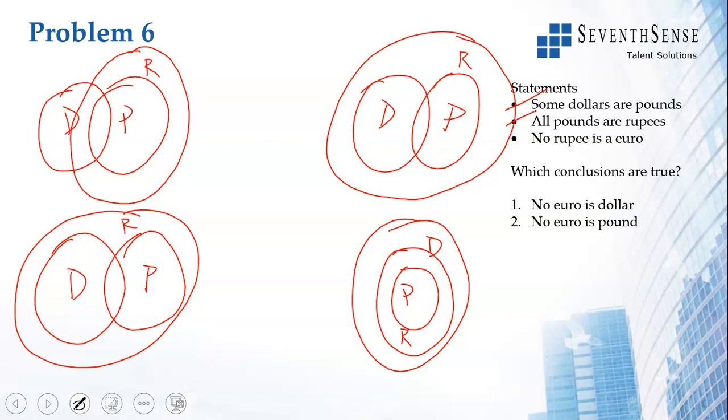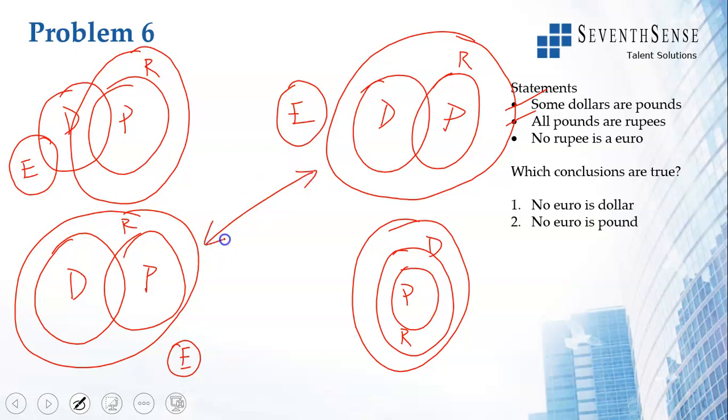No rupee is a euro. So I can draw no rupee is a euro. If I draw it this way, these two diagrams will be the same. So I can do diagram 1, diagram 2 and diagram 3. This diagram, I need not worry, it's the same diagram. And here we have no rupee is a euro, so I can write it this way.